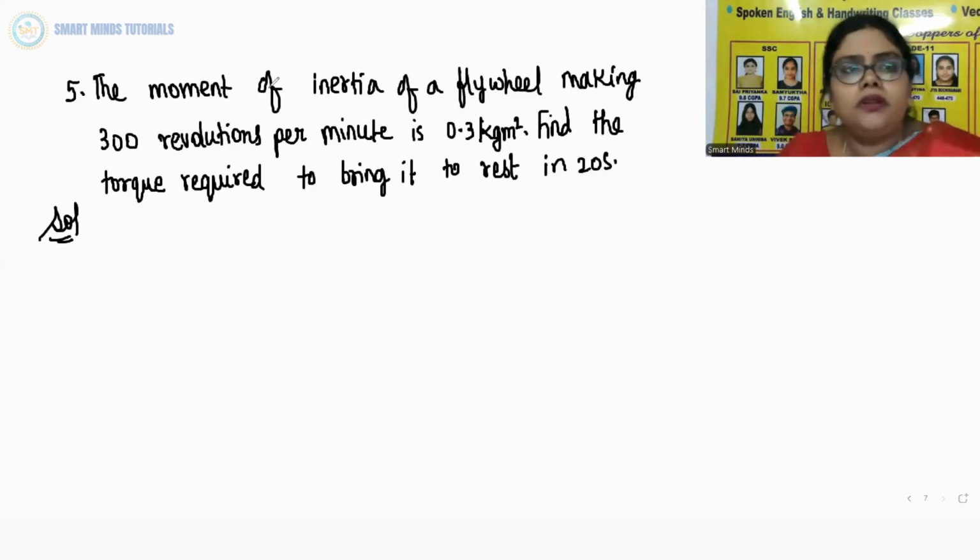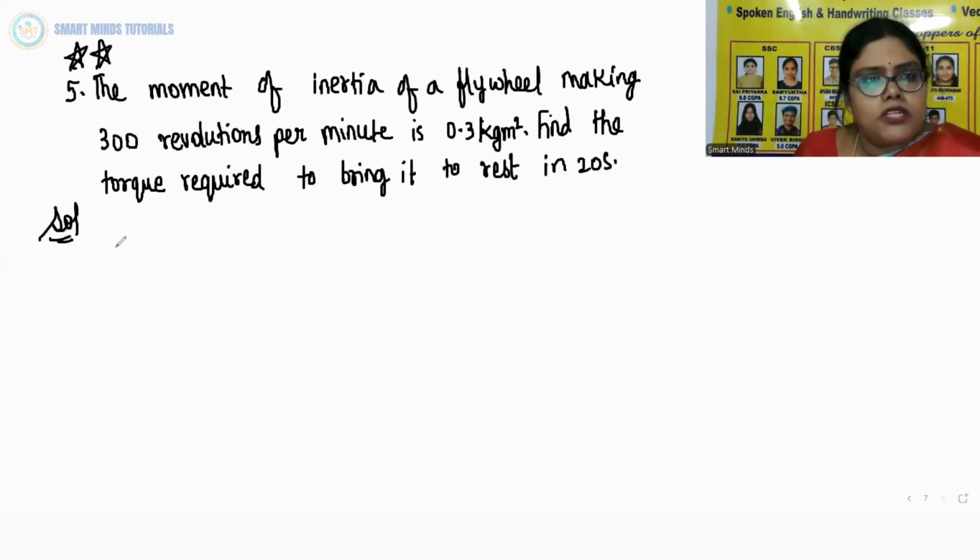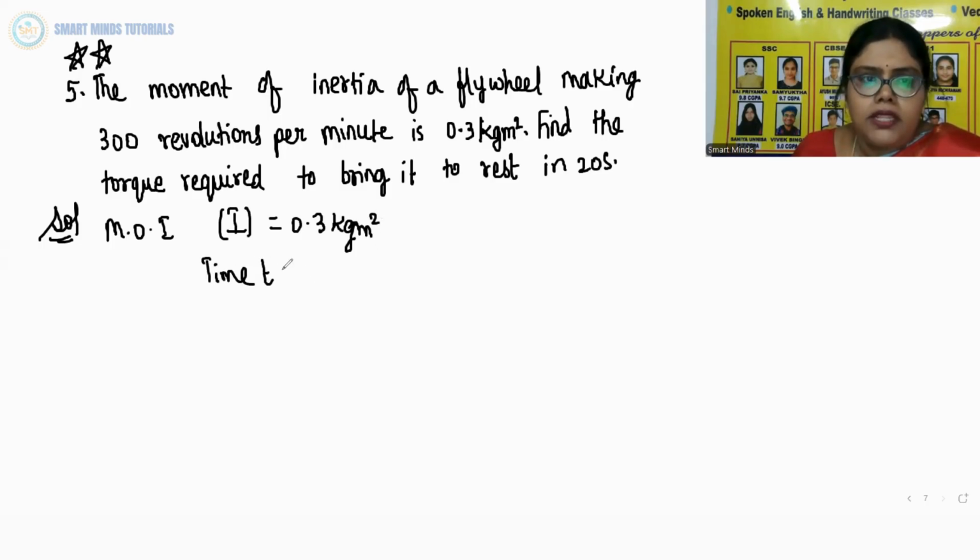Take the next numerical. This is also based on moment of inertia, very, very important. The moment of inertia of a flywheel making 300 revolutions per minute is 0.3 kg meter square. Find the torque required to bring it to rest in 20 seconds. So the moment of inertia, denoted by I, is 0.3 kg meter square. And time t equals 20 seconds.